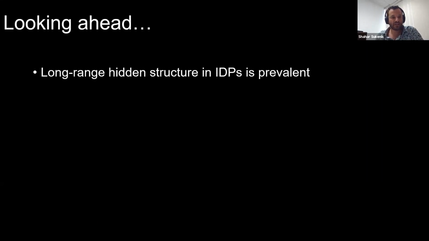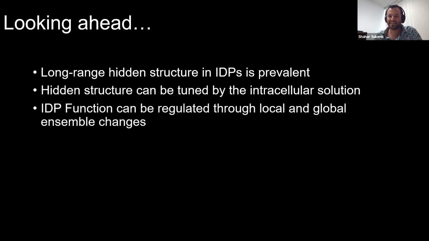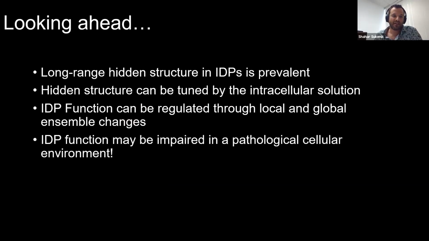All right, so we're almost done here. Kind of a final summary. Long-range hidden structures in IDPs are prevalent. The hidden structure can be tuned by changes to the intracellular solution. That's why we're thinking that the solution is the solution, right? That's our initial pitch. And function, this is already known, that function can be regulated through local and global ensemble changes, and that IDP function may be impaired in a pathological cellular environment.